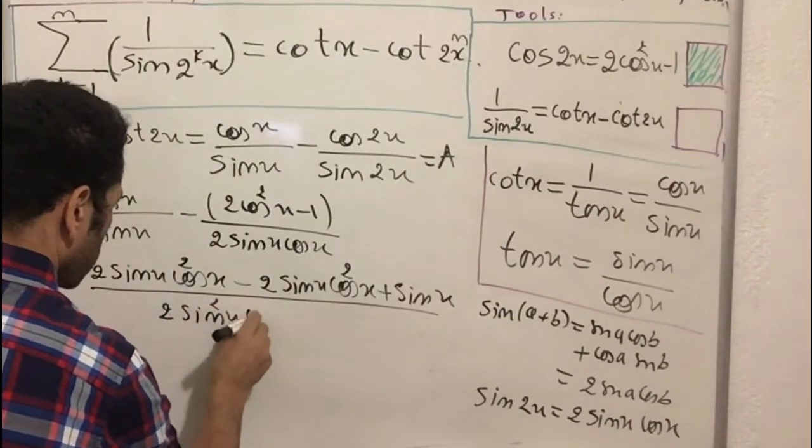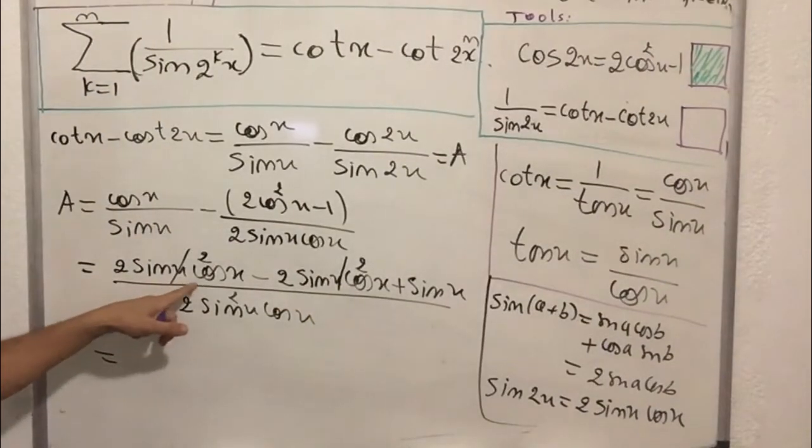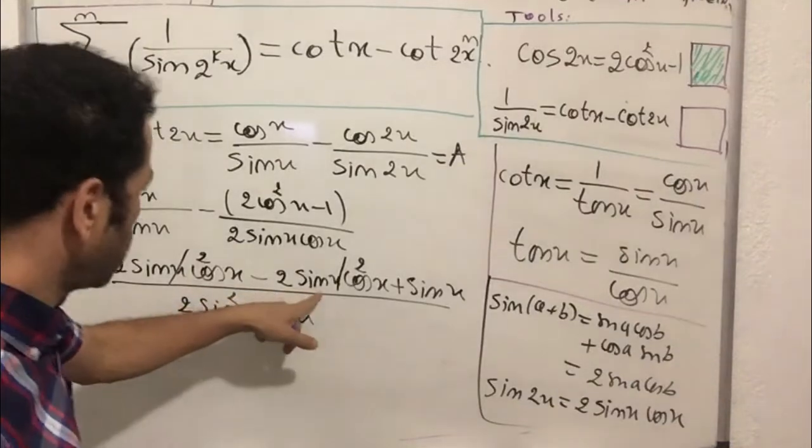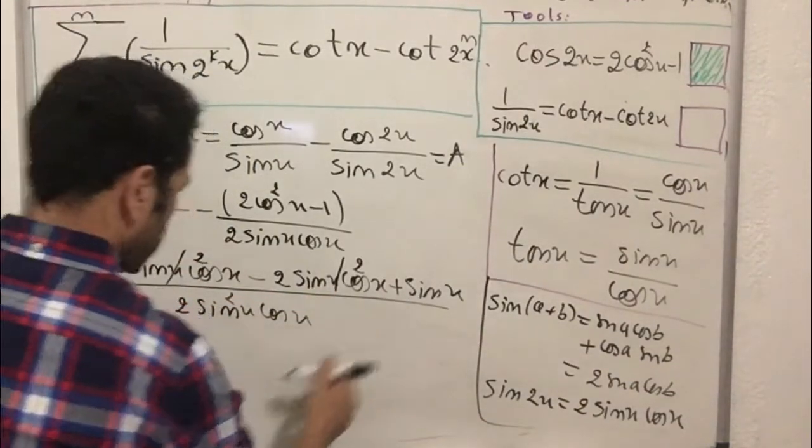So 2 sine x cosine square x will be cancelled out. So what's left? Sine x.